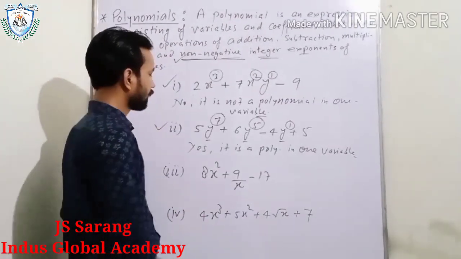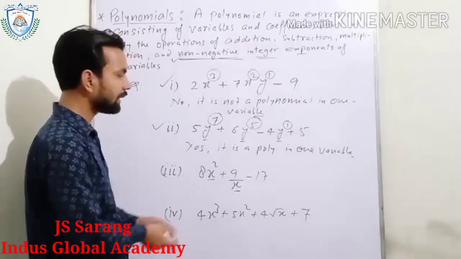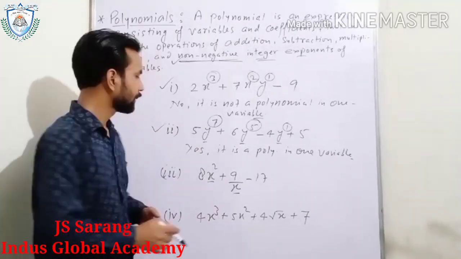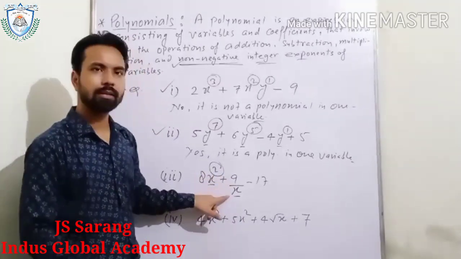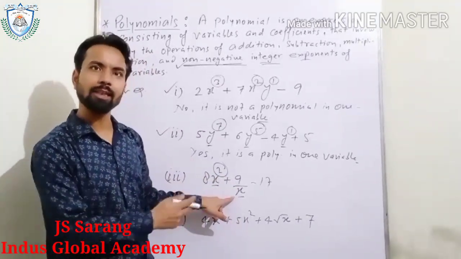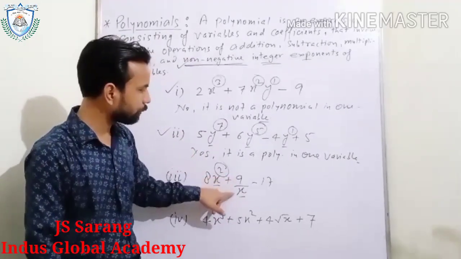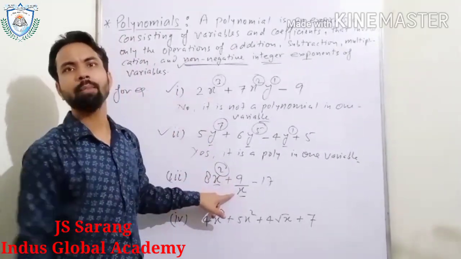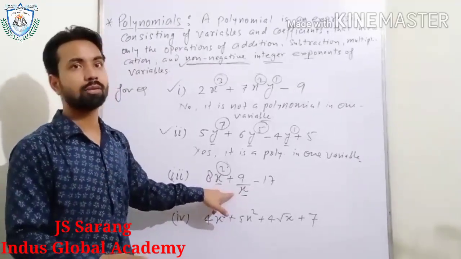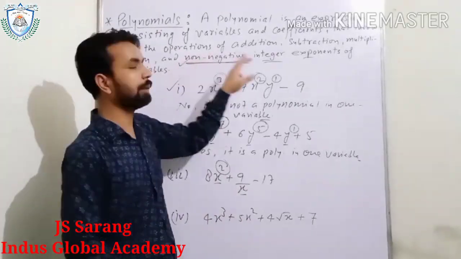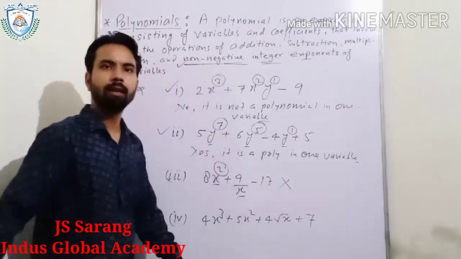Third one, only one variable is present, that is x, but it is not a polynomial. Why? Because here the power of x is 2, but this is 9 upon x. If x is in the denominator, its power will be negative. I explained to you: 9 upon x is 9 into x to the power minus 1. So here the power of x is minus 1. But the condition is the power should not be negative. That means it is not a polynomial.